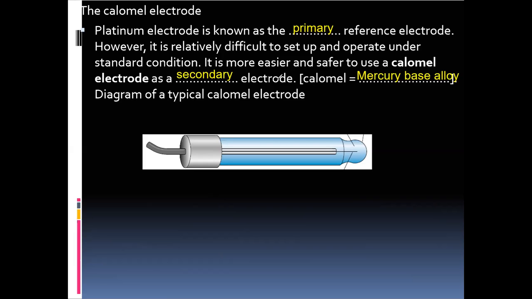that is our reference electrode. What we have in our Calomel electrode is a mercury-based alloy. Calomel is a mercury-based alloy, and this is the diagram of our Calomel electrode. What we have inside here is mercury. It's mercury metal, and that's what we use in our Calomel electrode. It can be used in replacement of the standard hydrogen electrode. And the reason is what I've stated. It is difficult to set up and operate the standard hydrogen electrode.